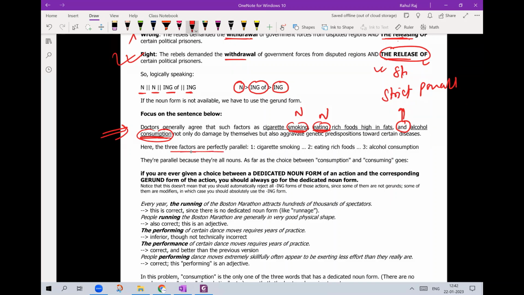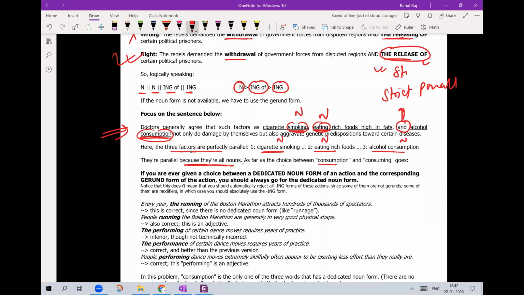Here, the three factors are perfectly parallel. Cigarette smoking, noun. Eating rich foods, noun. And alcohol consumption, this is a noun. They are all parallel because they are all nouns. So in parallelism, a standard noun is parallel to the -ing of a noun, which is parallel to an -ing noun. All you should understand is that they are all nouns. That's it. So they are all parallel because they are all nouns.